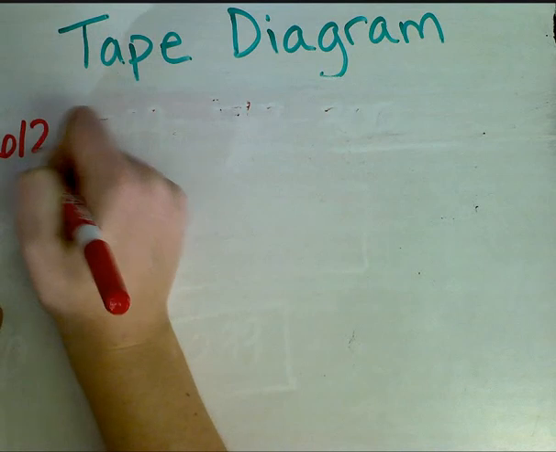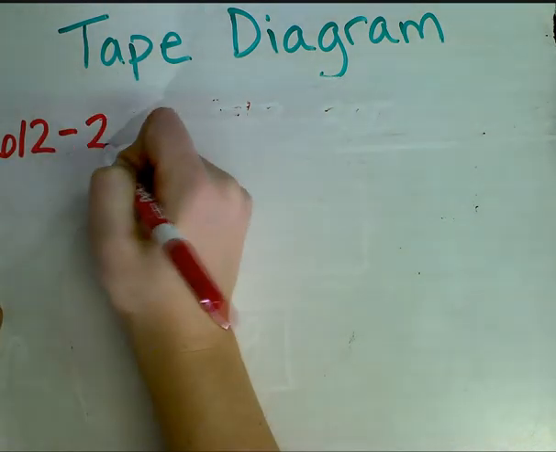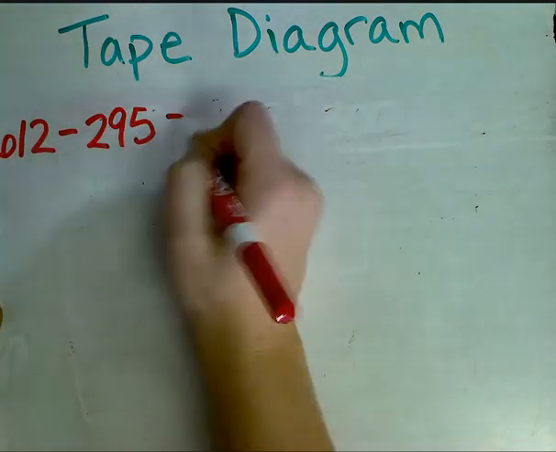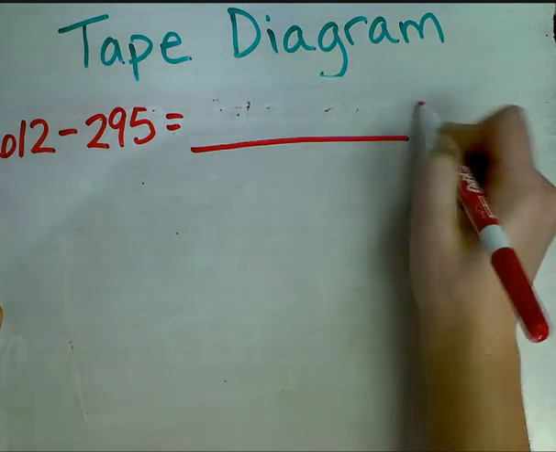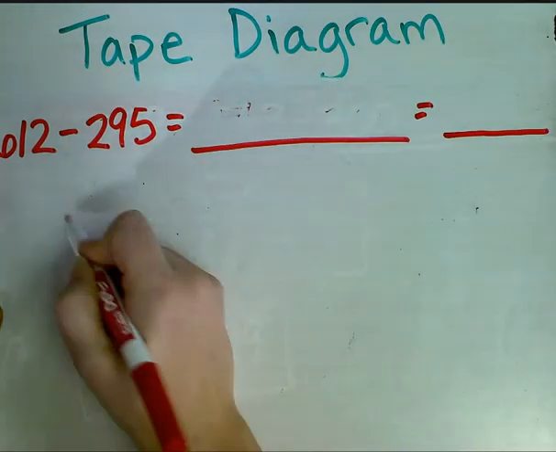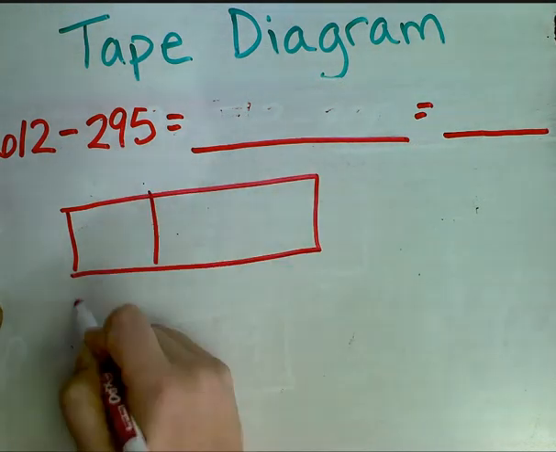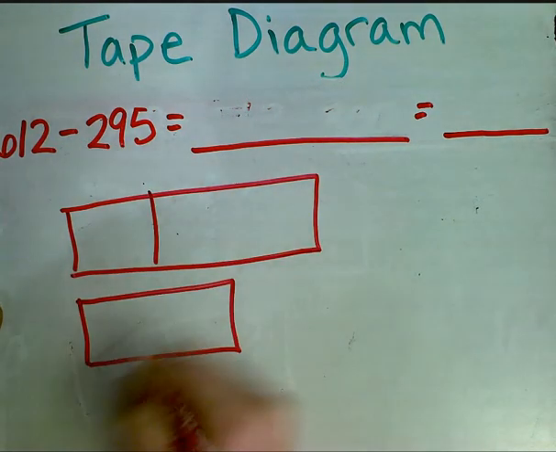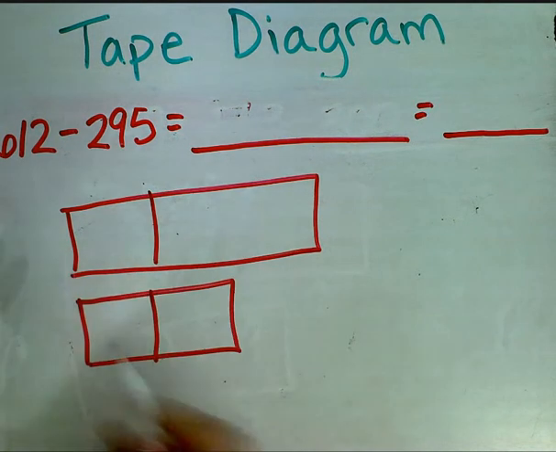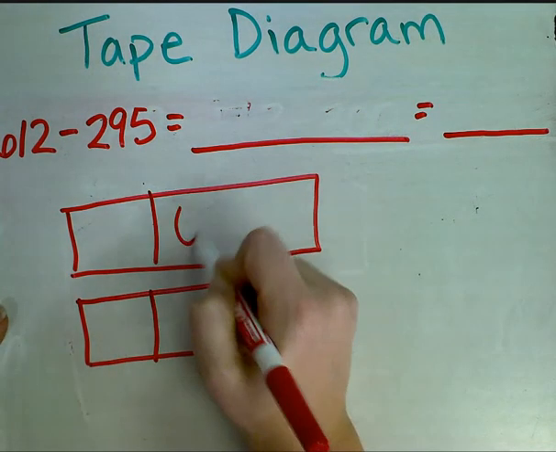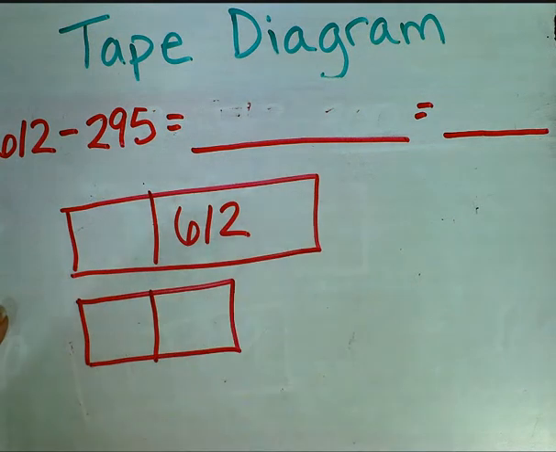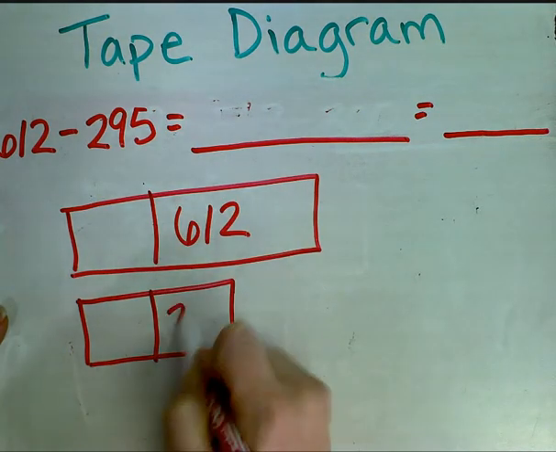612 minus 295 equals, that'll be room for our new equation that we're making. So again, in the larger box, we're going to write our largest number, which is 612. And in the smaller box, our smaller number, which is 295.